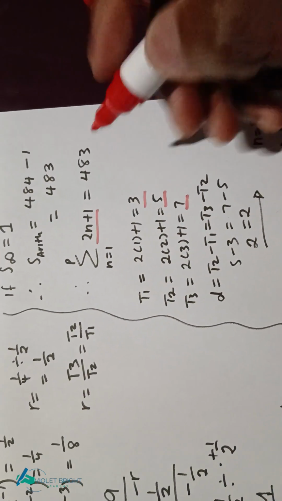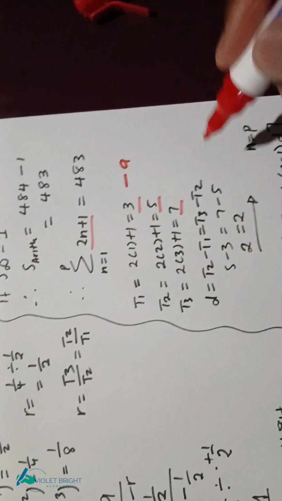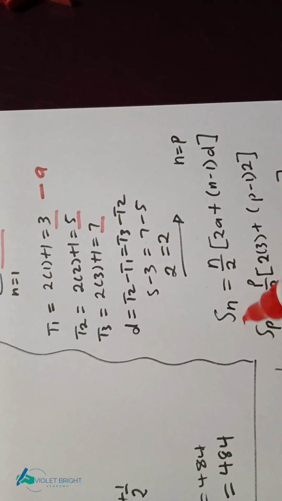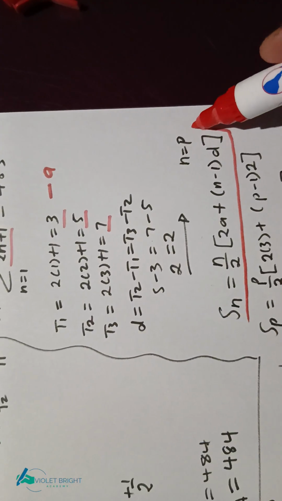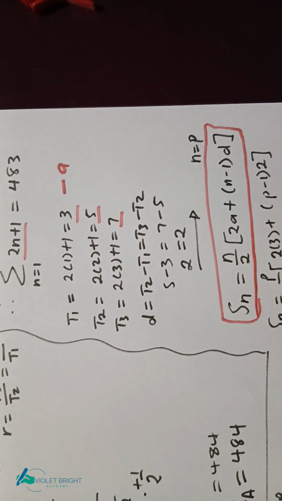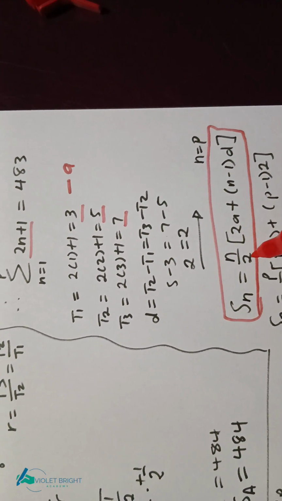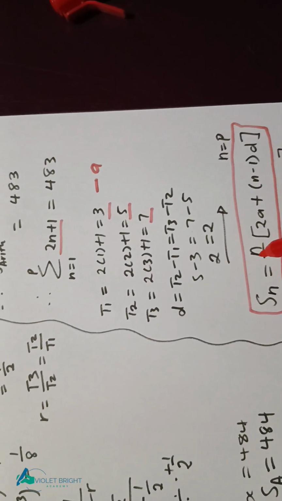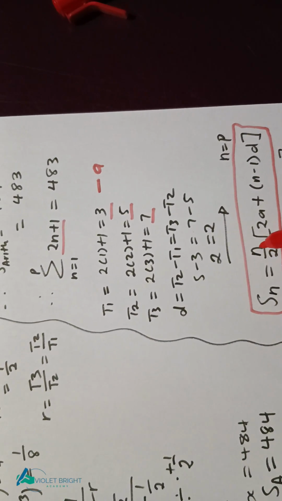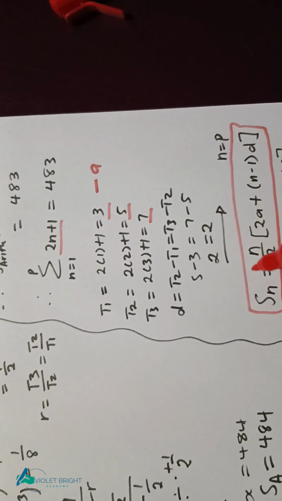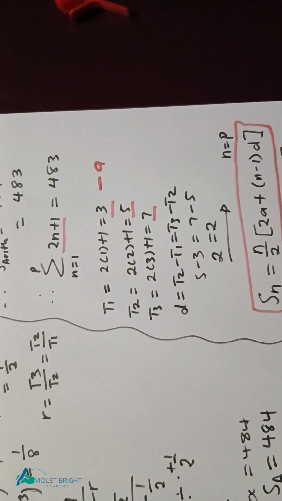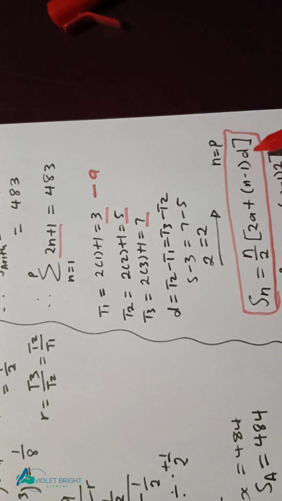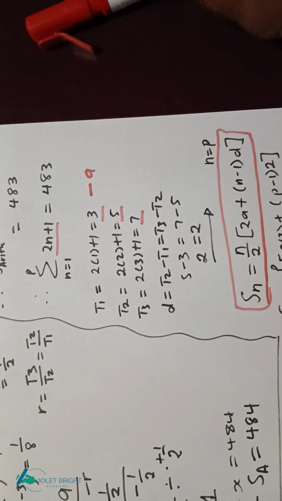We need our A, which is term number 1, and we need our difference, because the general formula of an arithmetic sequence is this: n over 2, where n, just like P, shows us how many terms there are in the sequence, 24 maybe, or 34 or 35. A we get from the first term, and D from the difference.